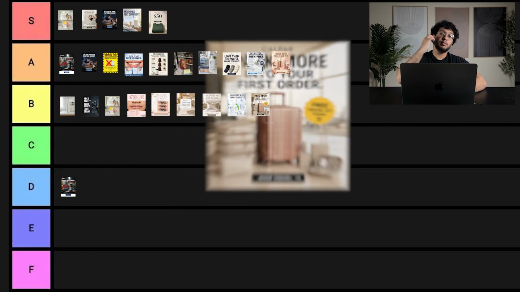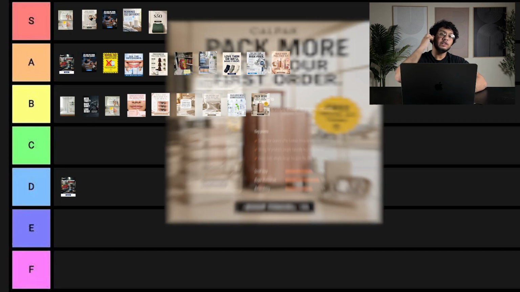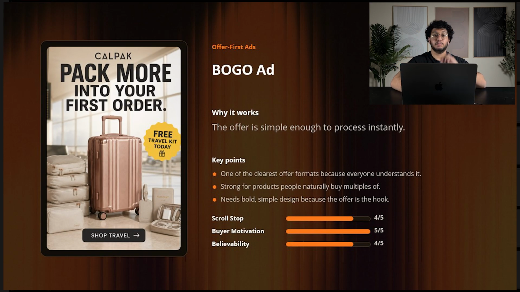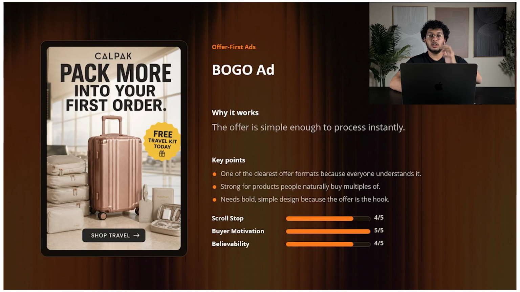Next is BOGO. BOGO is B tier. Buy one, get one is very easy to understand. That's the strength, but it can also cheapen the brand depending on the product. It works best for products people naturally buy multiples of, like drinks, socks, basics, snacks, gifts, consumables. It's a useful format, but it's not universal.